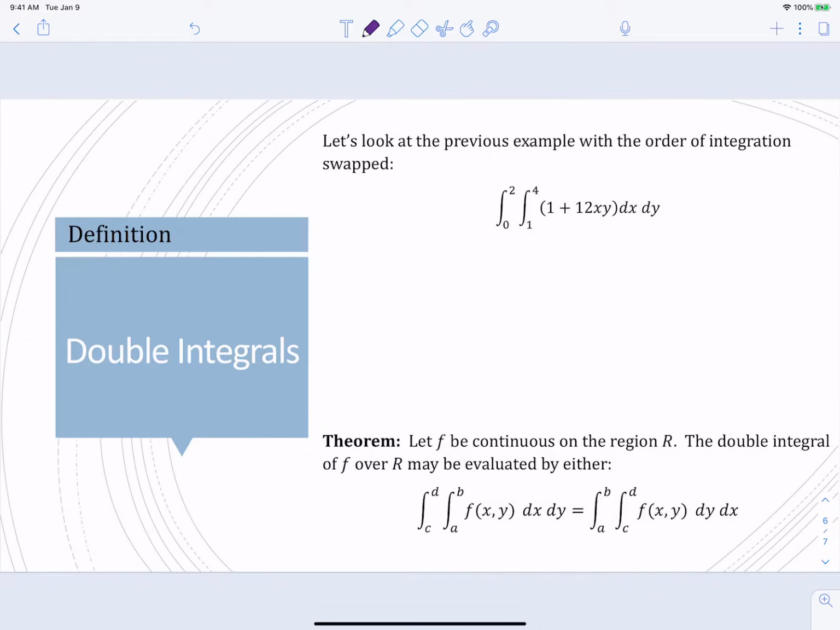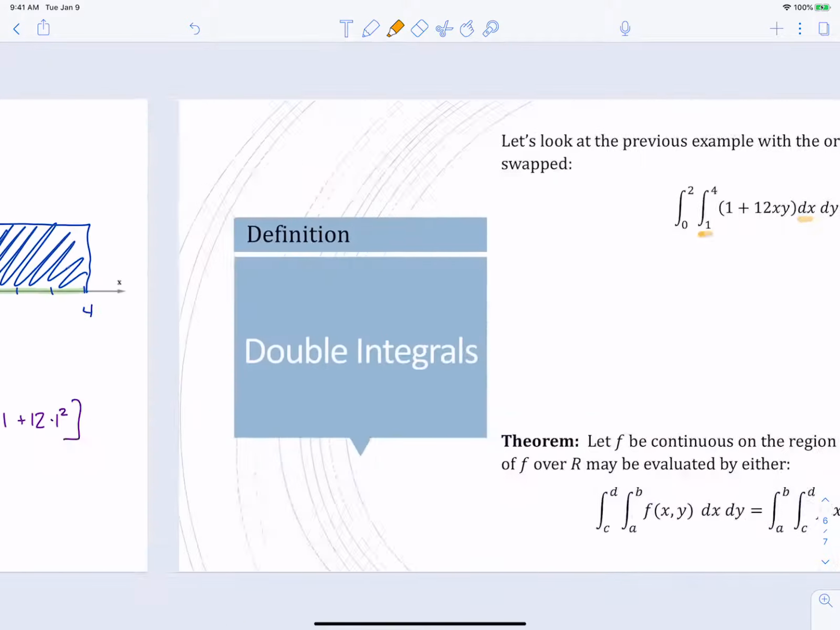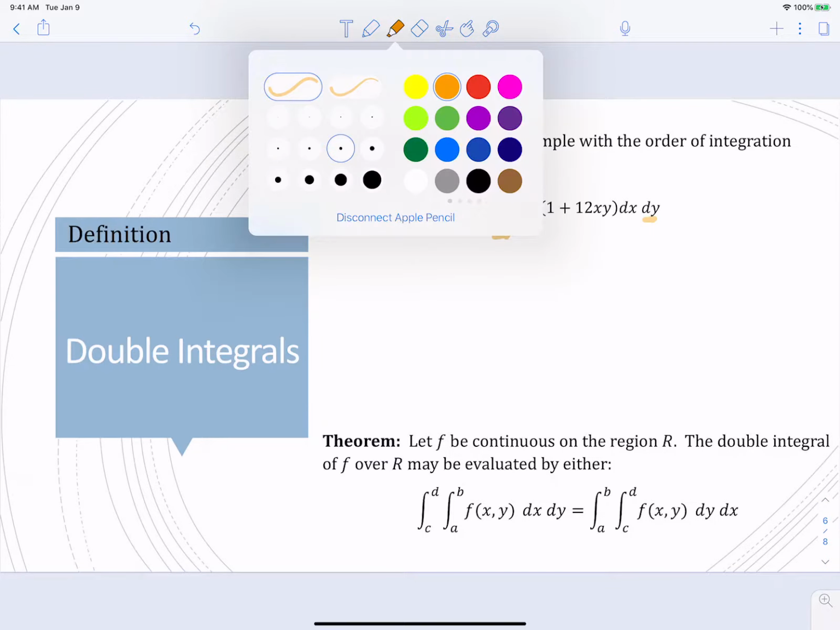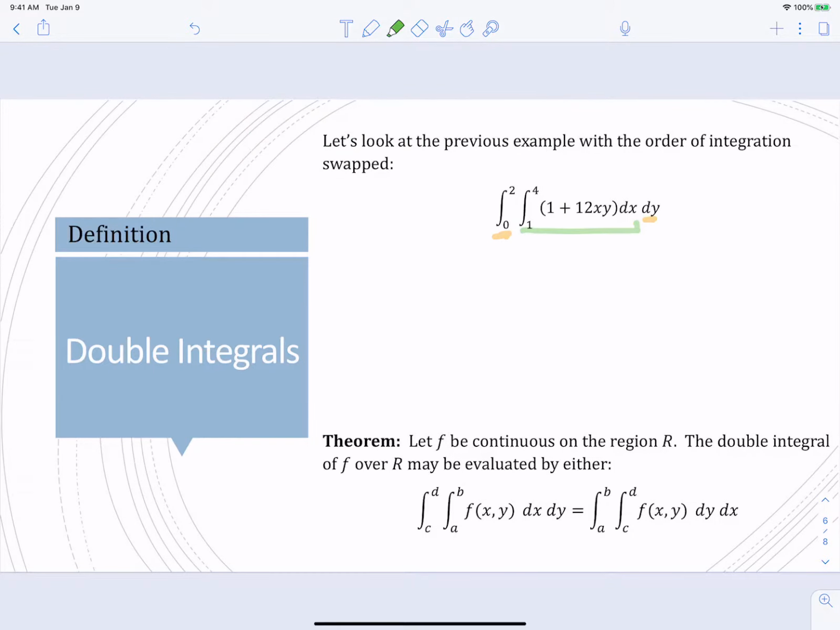Well, I have a question. What happens if we swap this around? We do have to be a little careful because we have to swap everything. We have to swap where our limits of integration are and our differentials. So we've got to make sure that those are the same. If we swap around the 0 to 2 and the 1 to 4, we also have to swap our integrands. And you know what? I should do this in the same colors we did it before. The inside one, the x one, was green. Our outside one was the orange. And then this one is green.